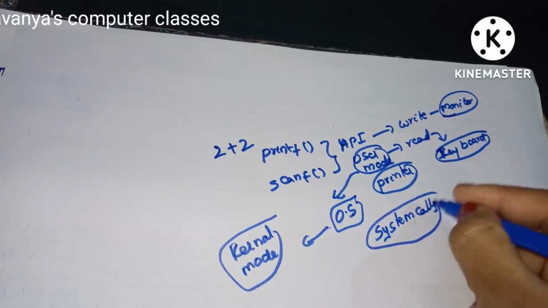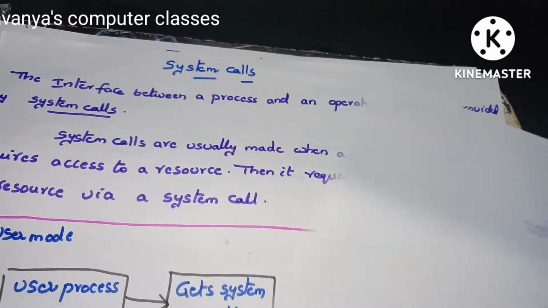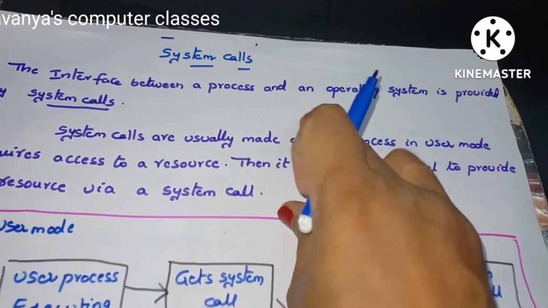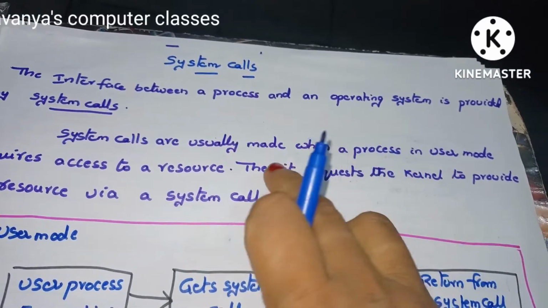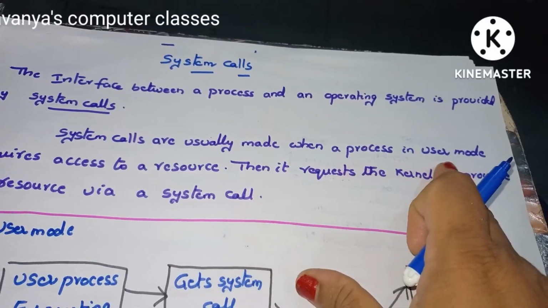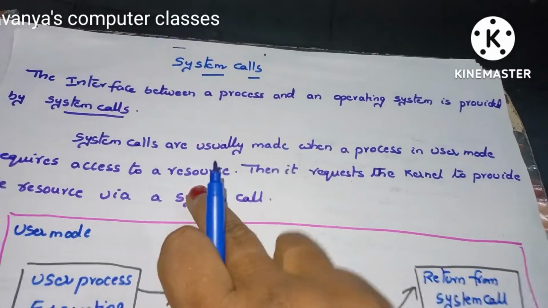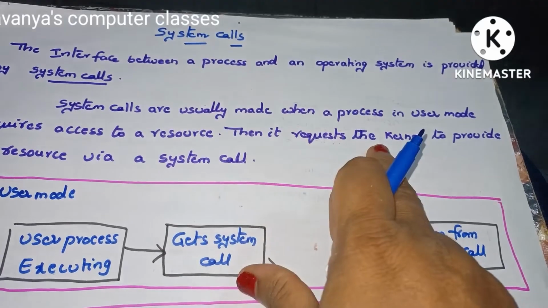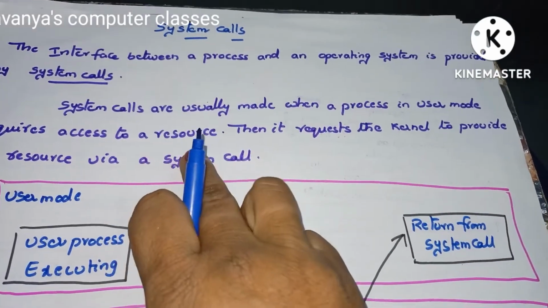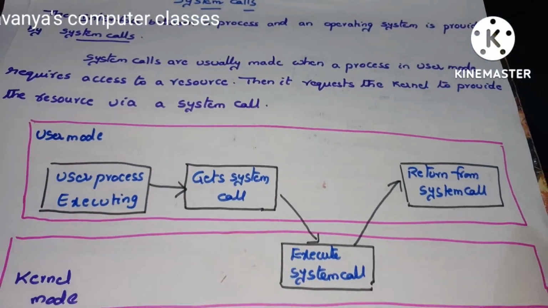So that's why, what is a system call? A system call is an interface between a process and an operating system. So whenever any process in the user mode requests any resources, then the request in the kernel mode is provided through a system call. So that is the use of system calls.